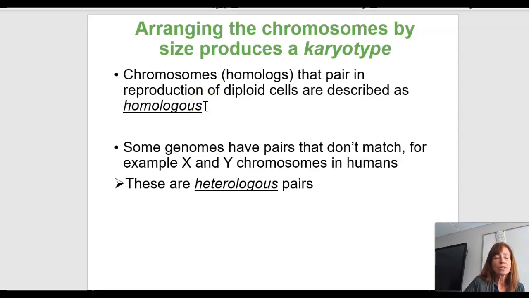There's one exception, and that is if you're male, you have a pair of chromosomes that are different, and those are heterologous. You have an X that you got from your mother and a Y that you would get from your father if you're male. But all the other ones are homologous because they have one from mom and one from dad, but they have the same information on it, where the X and the Y don't.